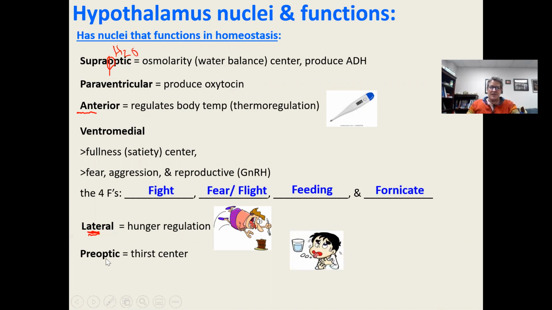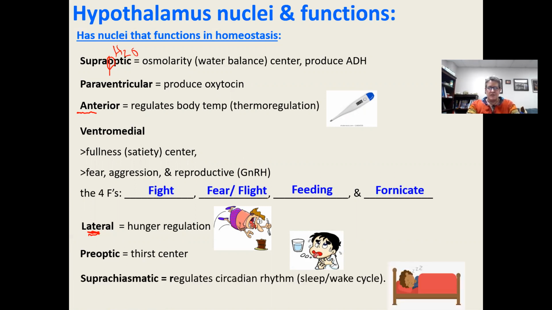Okay, the preoptic area is your thirst center. When you're dehydrated, you're thirsty, and we've all been there where you're thirsty, and all you can think about is a cold, cool drink. So it's a very strong impulse to drink when you're dehydrated. And then lastly, the suprachiasmatic nucleus is all about your sleep-wake cycle, your day and night cycle. It's called a circadian rhythm, all right? But basically, it's your sleep-wake cycle. Okay, so that's enough of the hypothalamus for now.